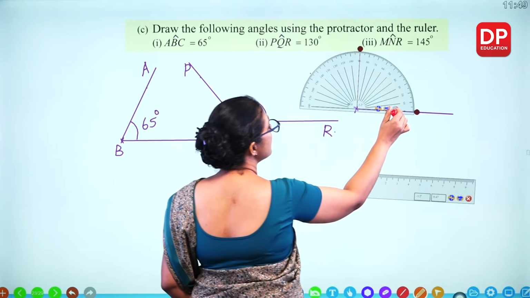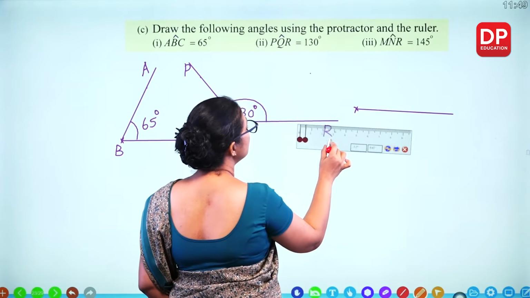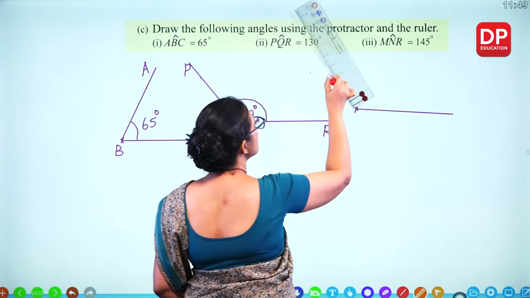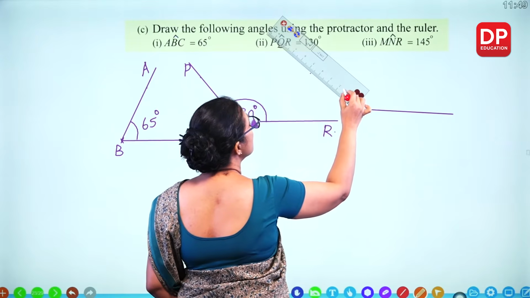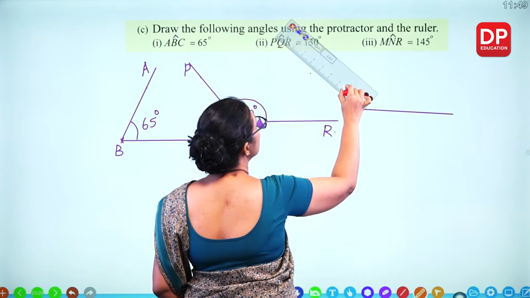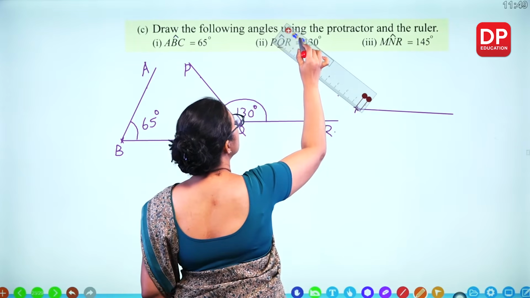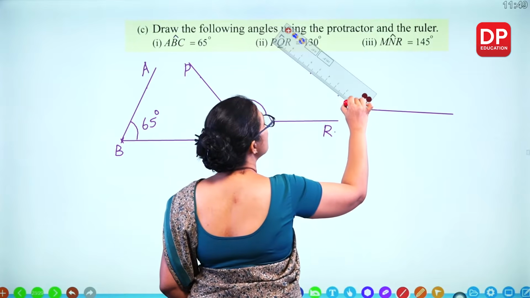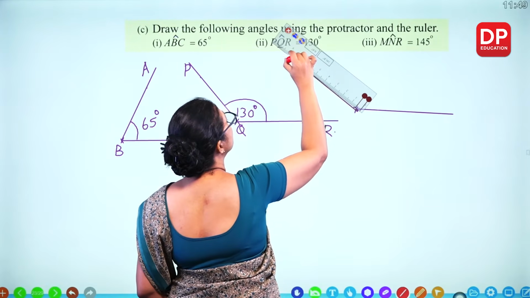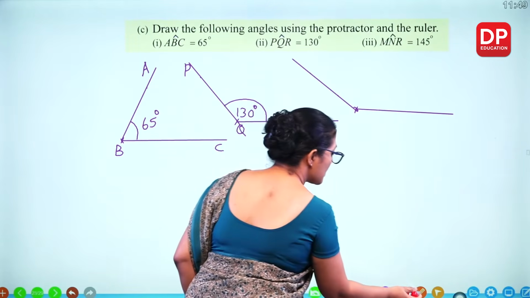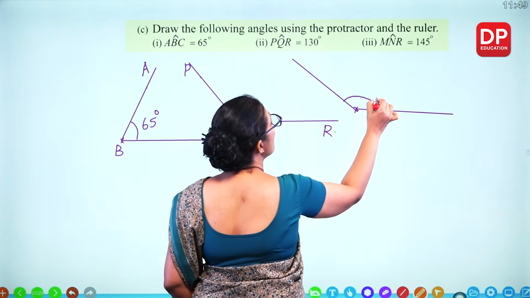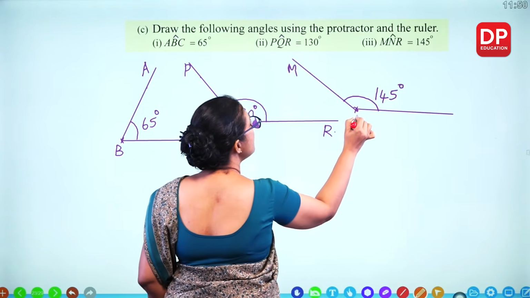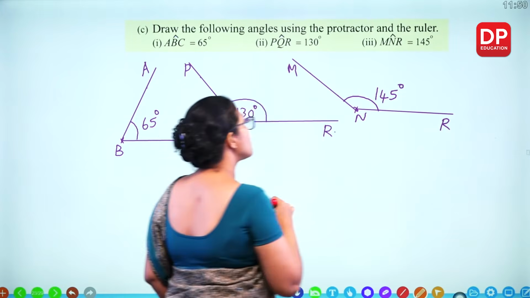Now we can take the ruler and rotate so that you can draw the line. So you take the ruler and draw the line. This is 145 degrees. What's the angle? MNR. So 145.